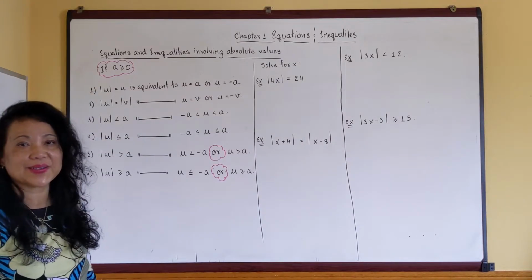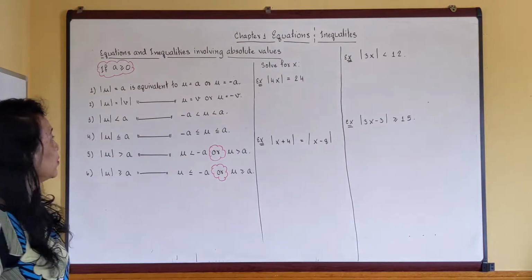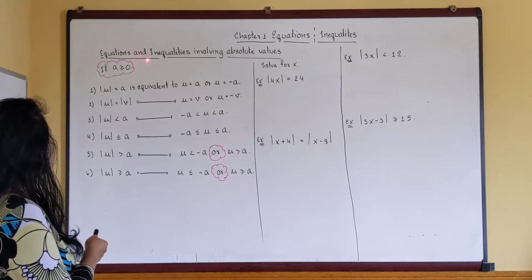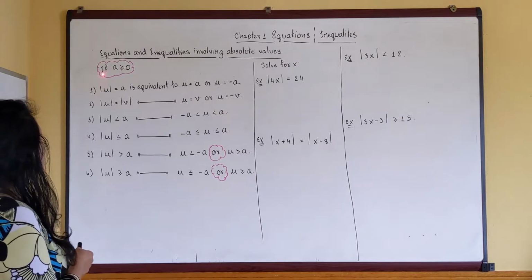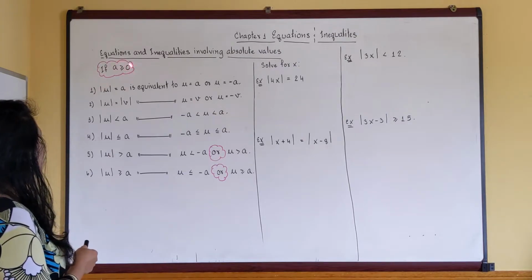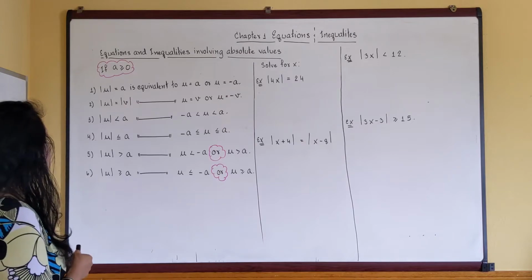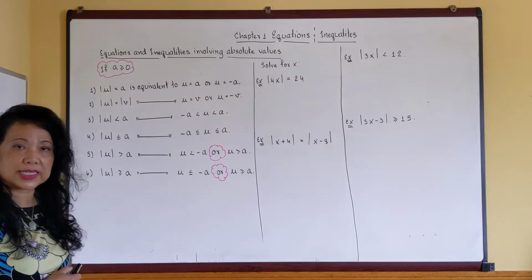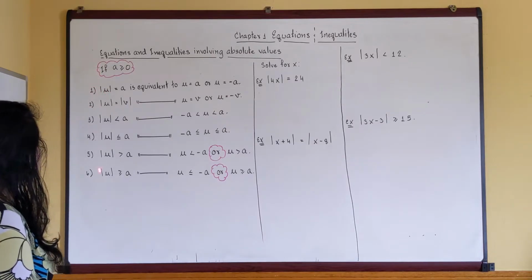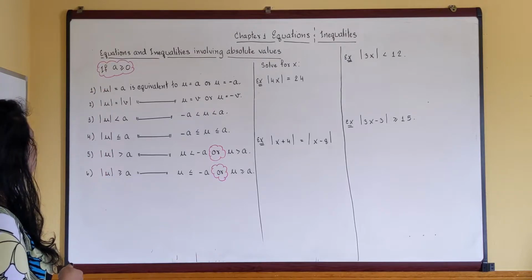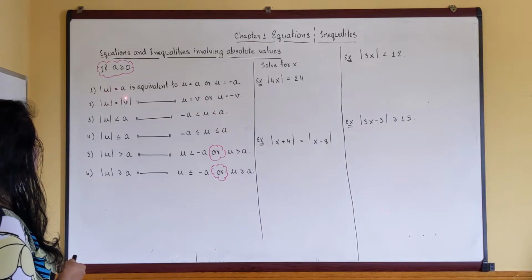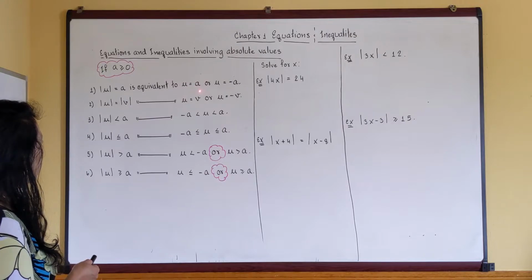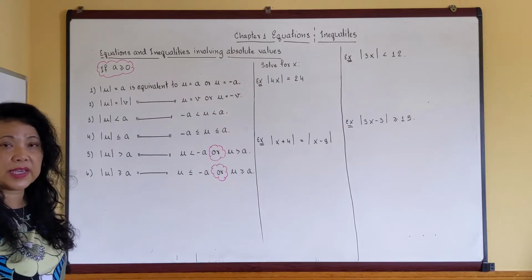Hi everyone, let's look at our last section for chapter 1. The equation and inequality involving absolute value. So if a is greater than 0, so basically a is positive, and u here is your expression, we have 6 properties here. Let's look at the first one. Absolute value of u equal to a is equivalent to u equal to a or u equal to negative a.